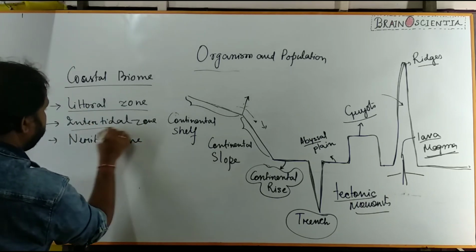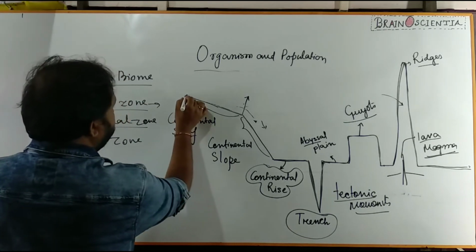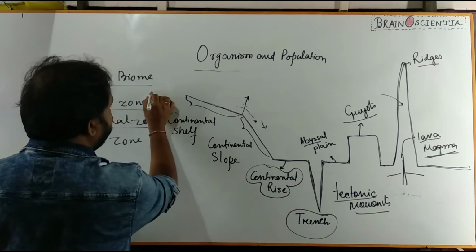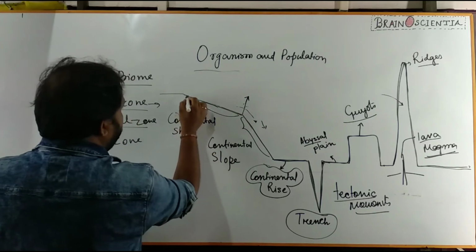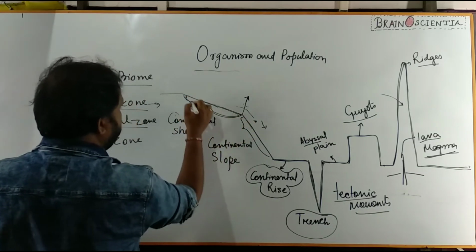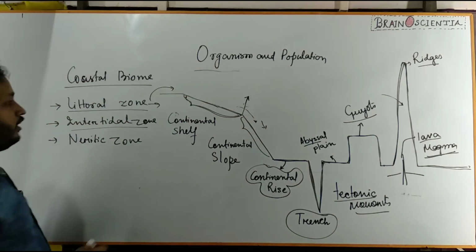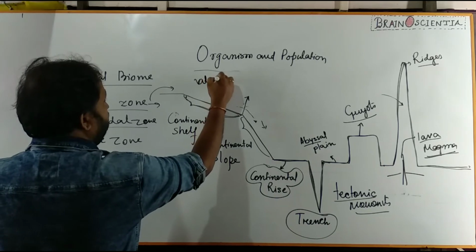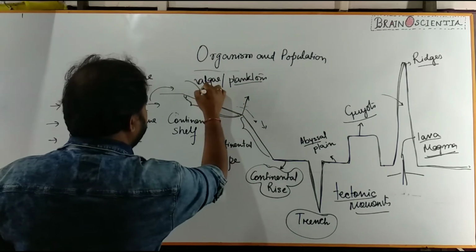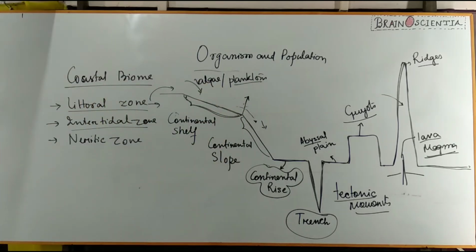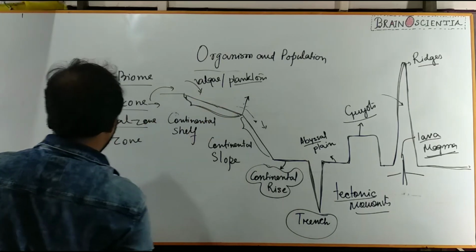So the first one is the littoral zone. We will study what the littoral zone is first. This continental shelf is a little bit plain, not very slopey, and the floor of this region is considered the littoral zone, where productivity is very high. Various types of algae, or you can say planktons, start there, and this region is rich in producers, and this is called the productive zone of the ocean.